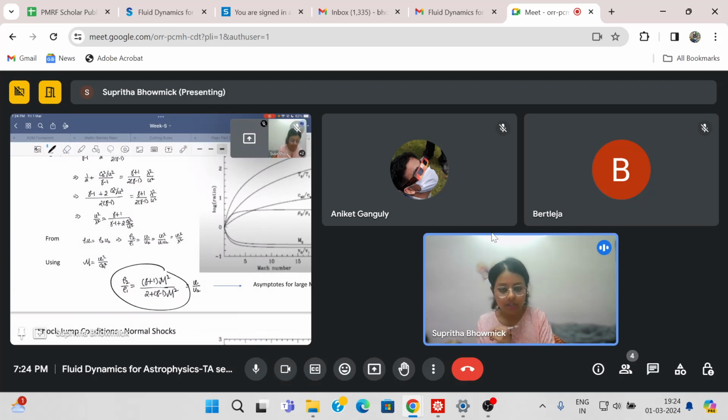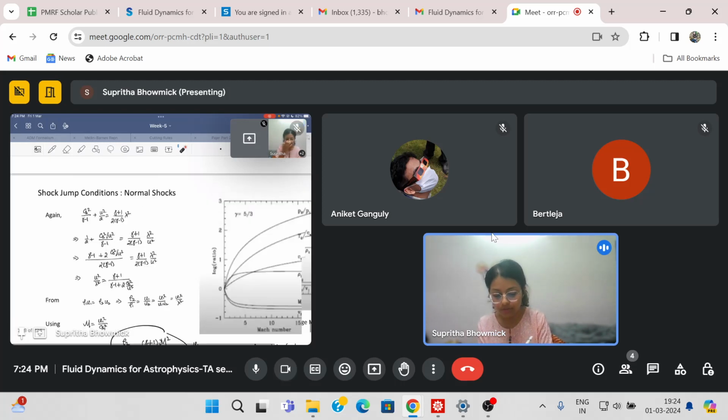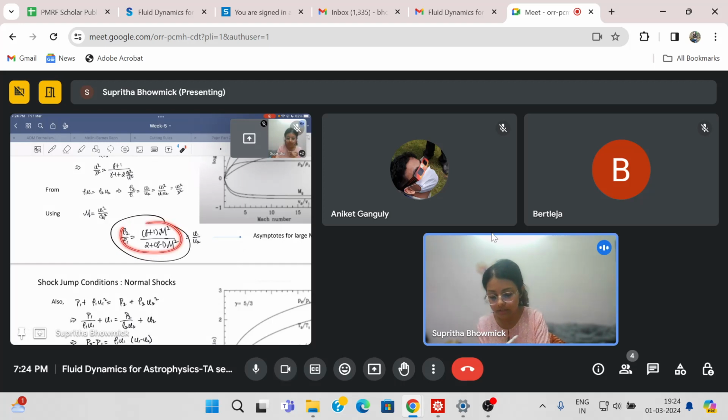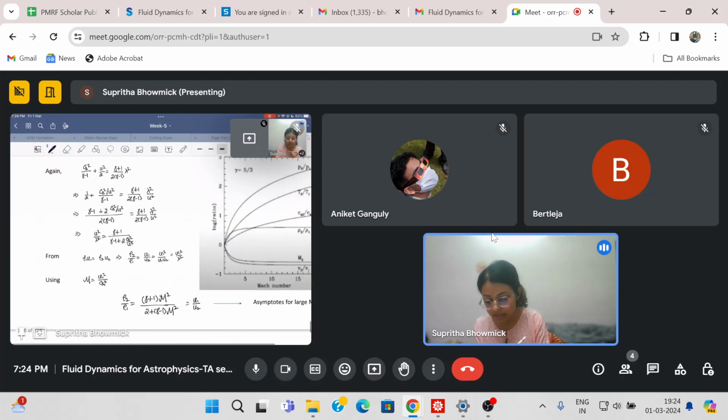This is exactly what was asked to prove. We were asked to prove the inverse of this, and we have proved that this is the jump condition. Now, using the mass flux conservation, we see that rho 2 by rho 1 is u1 by u2. So we've also derived the jump conditions on the velocity.